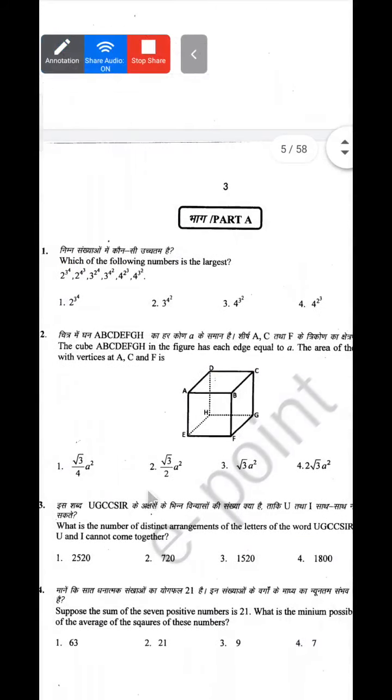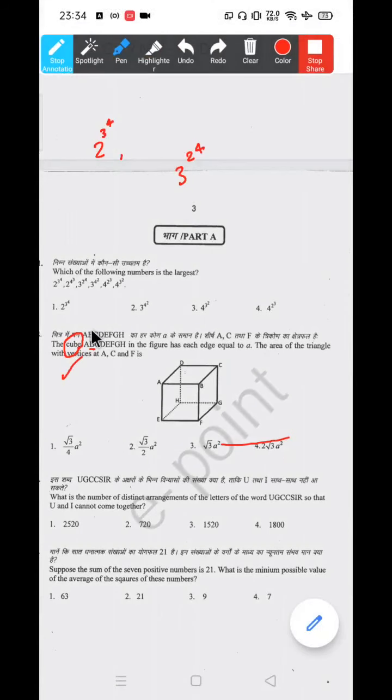What is this? Can you see it? The cube ABCDEFGH in the figure has each edge equal to a. The area of the triangle with vertices at A, C and F is. Okay, vertices at A, C and F. So we need to find the area of this triangle.